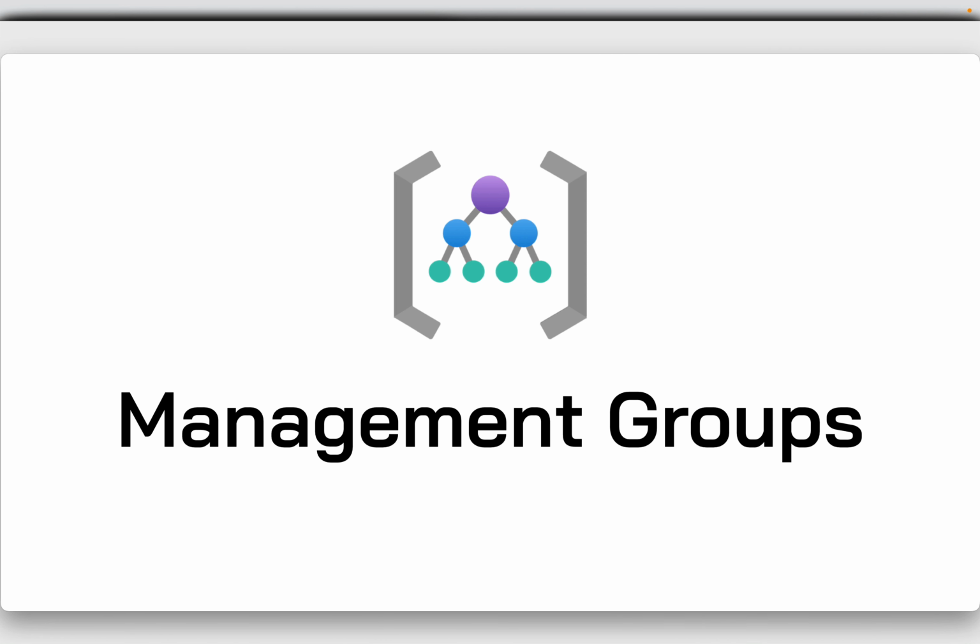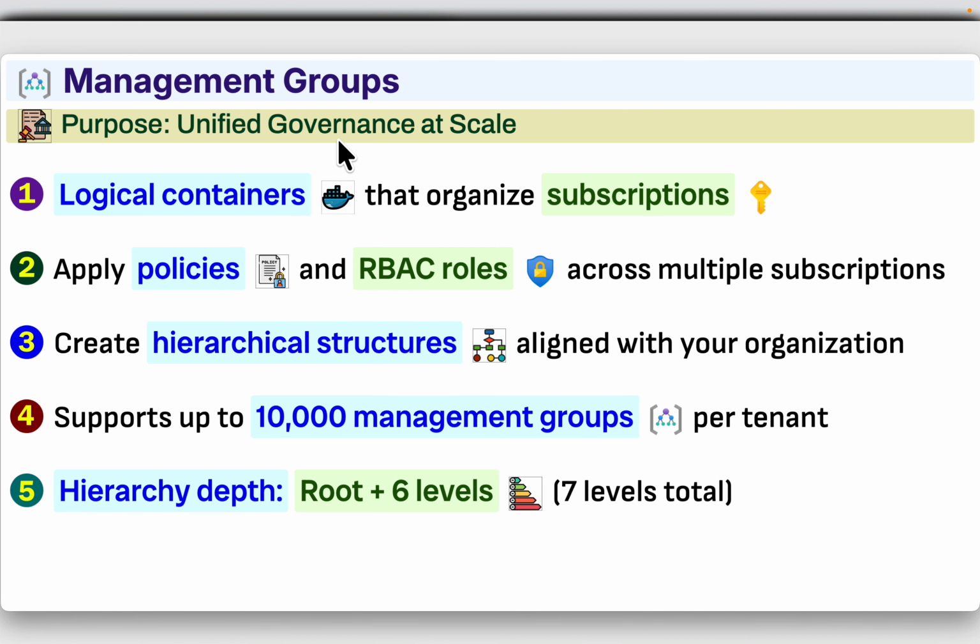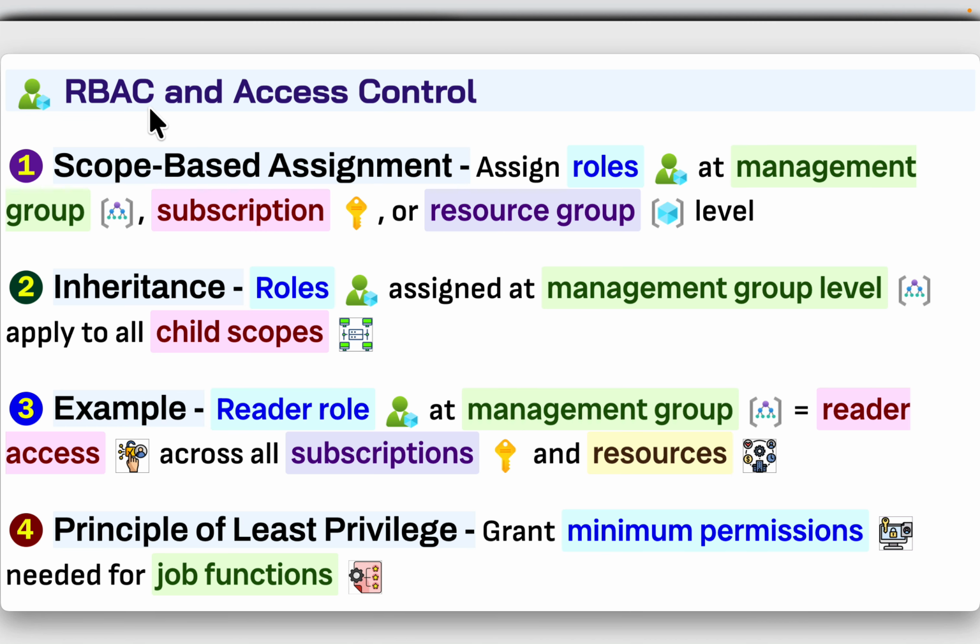Next topic is management groups. I'll go into a bit more detail. The purpose is unified governance at scale. These are logical containers that organize subscriptions. You apply policies and RBAC roles across multiple subscriptions. RBAC is role-based access control. You can create hierarchical structures aligned with your organization. As I talked about, it supports up to 10,000 management groups per tenant. For hierarchy depth, you have the root by which you create an account, plus you can go 6 levels deep. The 10,000 is flat. You can have 10,000 management groups, but if you want to go nested, in total you can go 6 levels more.